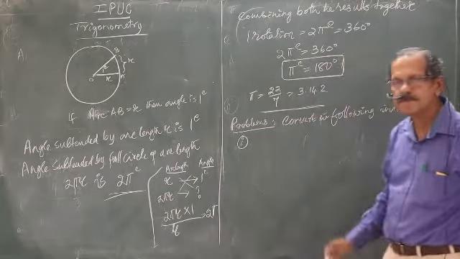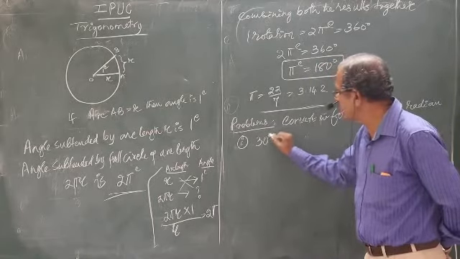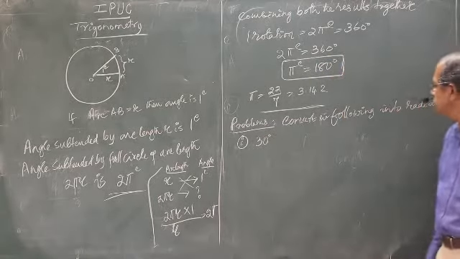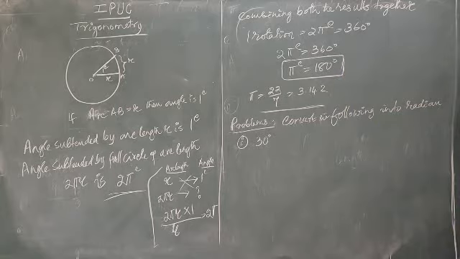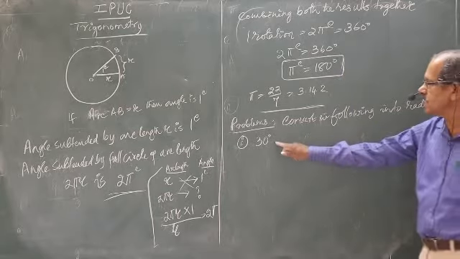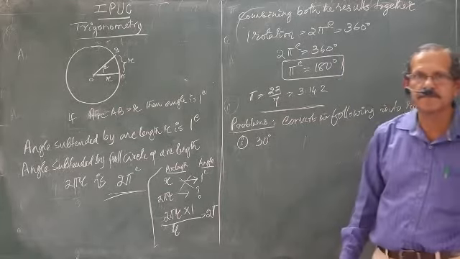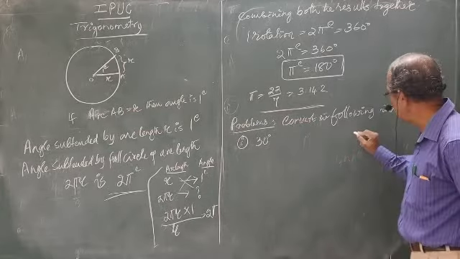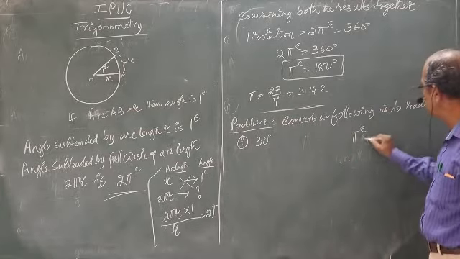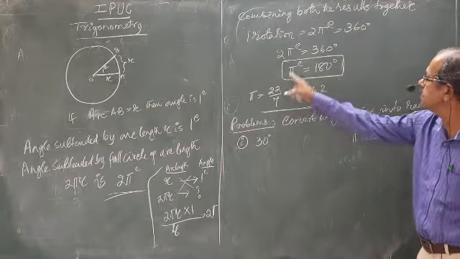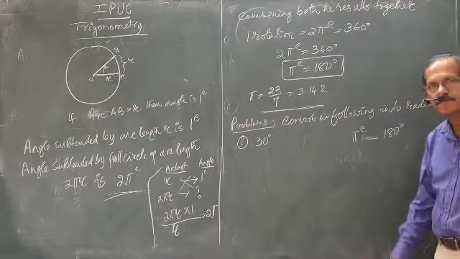First one, 30 degree. Given the angle in degree, you must convert this one into radian. Let me write the formula. Pi radian equal to 180 degree.